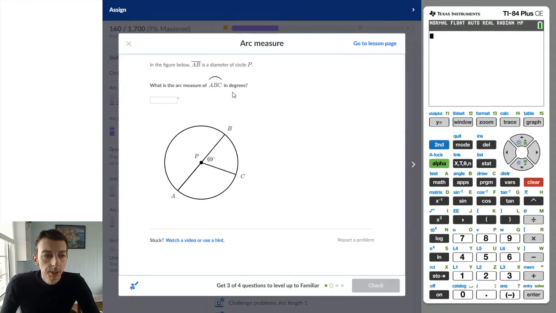The second question asks us for ABC in degrees. A, B, C goes all the way around. This is a major arc because it's more than half the circle. I know that this angle is 69, and that means that this arc BC is also 69. I also know that AB right here is half the circle, so that's 180. So I should be able to do 180, which is half the circle, plus the 69 degrees, and that gives me 249.